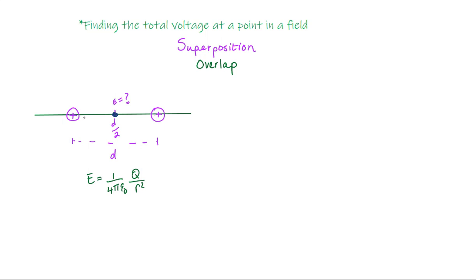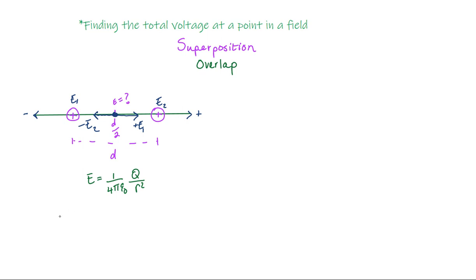So this positive charge, obviously we draw field lines pointing outwards. So at this position d over 2, the electric field would be pointing to the right. And this positive charge over here, all the electric field lines would point away. And so at the position d over 2, the electric field would be pointing to the left. So if we use the traditional positive x direction to the right, negative x direction to the left, what we could say is the electric field due to, let's call this one E1, was positive E1, and the electric field due to charge 2 was negative E2.